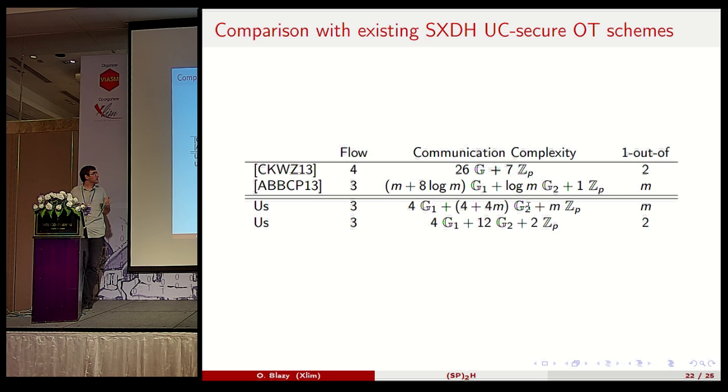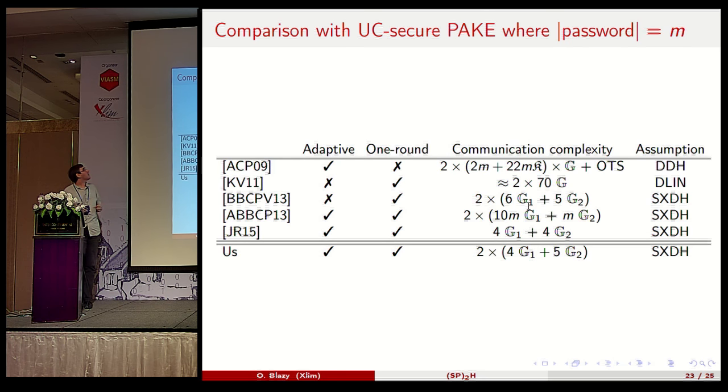So in situations where the user has a small computing power, this might provide some interesting transformation. We can also see that with a non-tailored example, just applying our framework directly on an existing scheme, we can obtain something that's roughly equivalent to what exists already. Another interesting comparison is for PAKE. So we compare to some of the existing schemes.